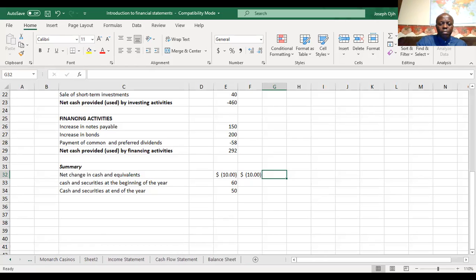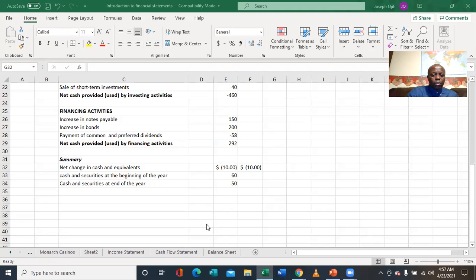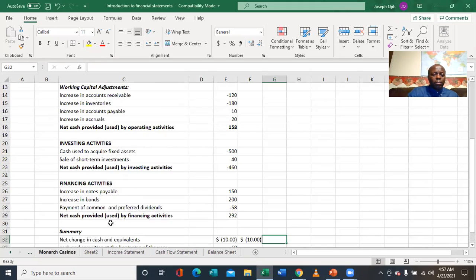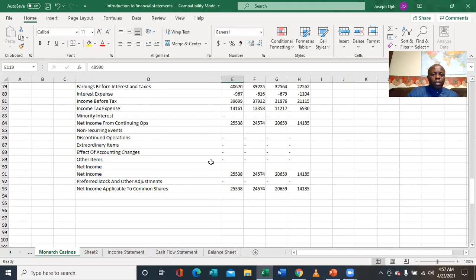I hope you can see. Let me make sure you are seeing all this. Yep, you should be seeing this. I believe. So this is the Monarch Resorts. One more time, I want to make sure. Okay, good. See the Monarch Casinos right here.